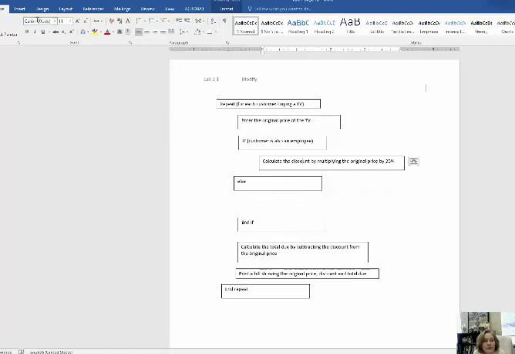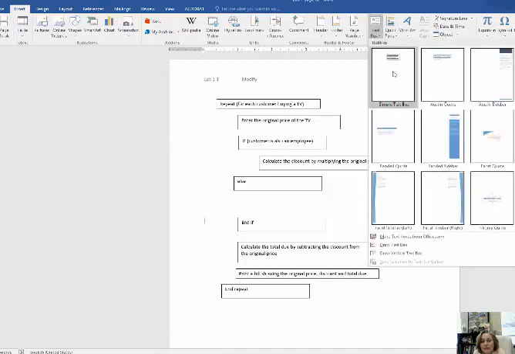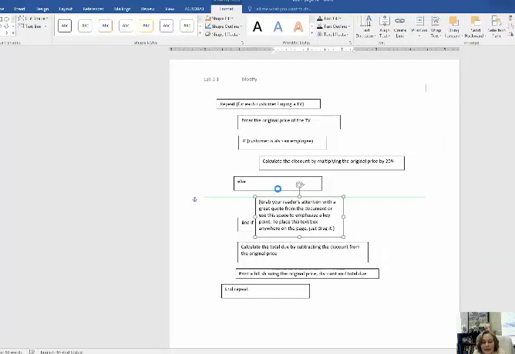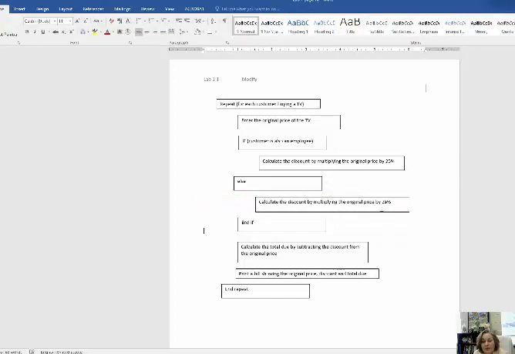We still have to have the other discount put in. So I need to insert another text box because I need that. I'm going to copy from here and insert this one because the other discount amount is 15%.